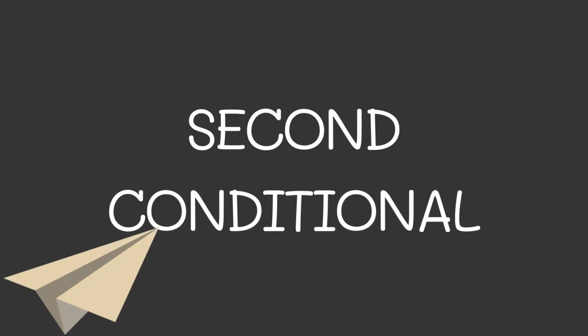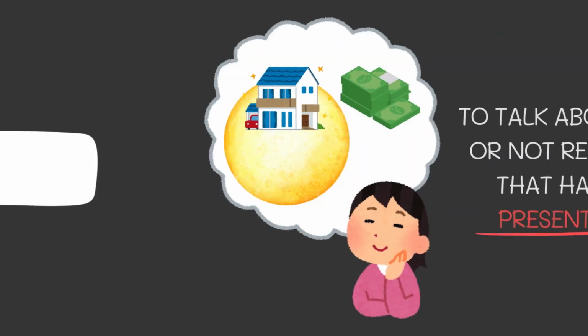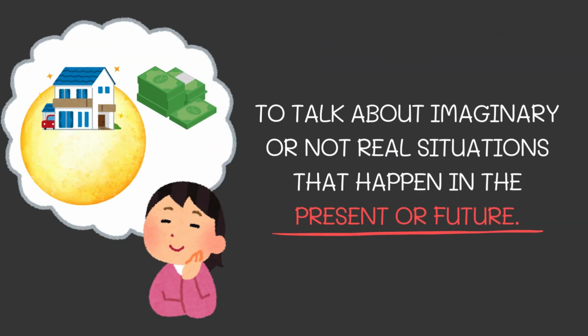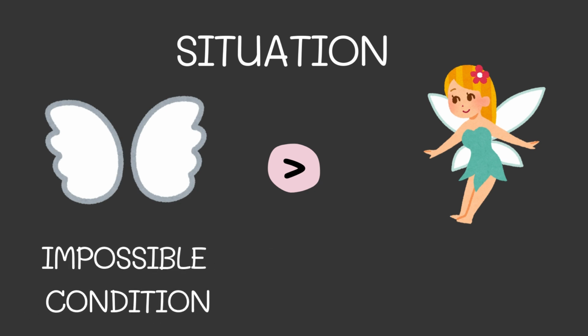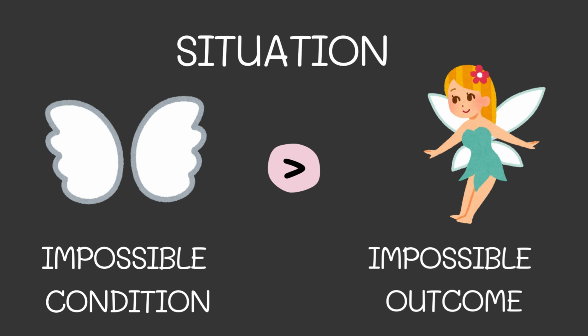Second conditional. The second conditional is used to talk about imaginary, or not real situations that happen in the present or future. An example: if I had wings, I would fly up to the sky. Having wings is an impossible condition, because people don't have wings, so flying up to the sky is an impossible outcome. It won't happen.